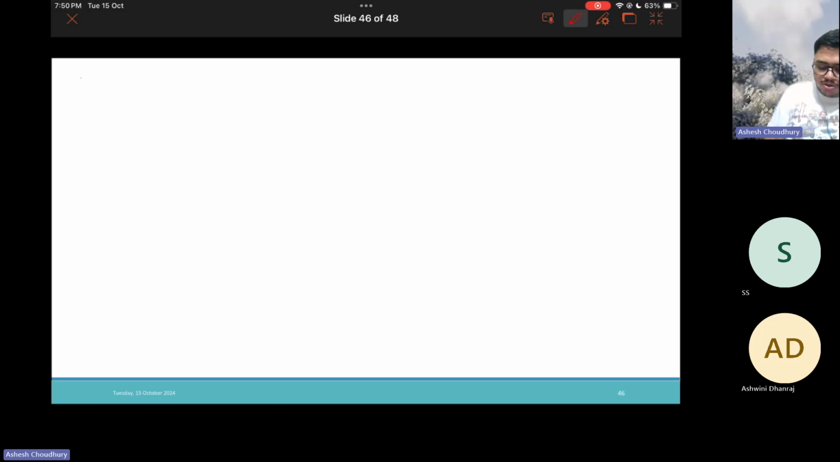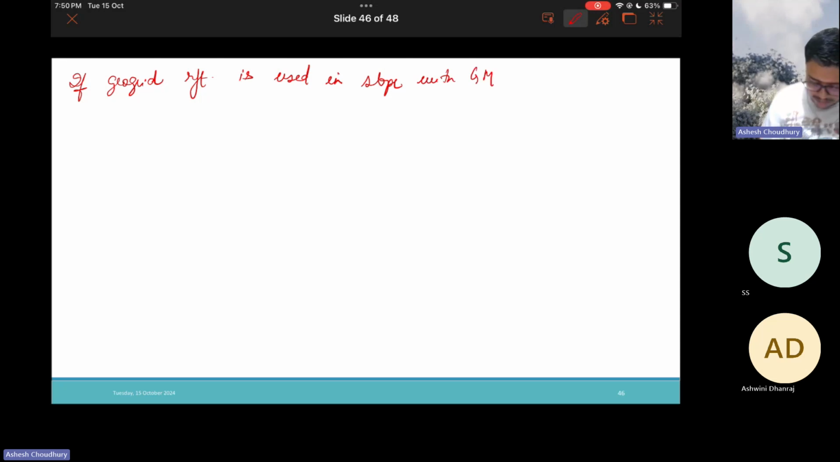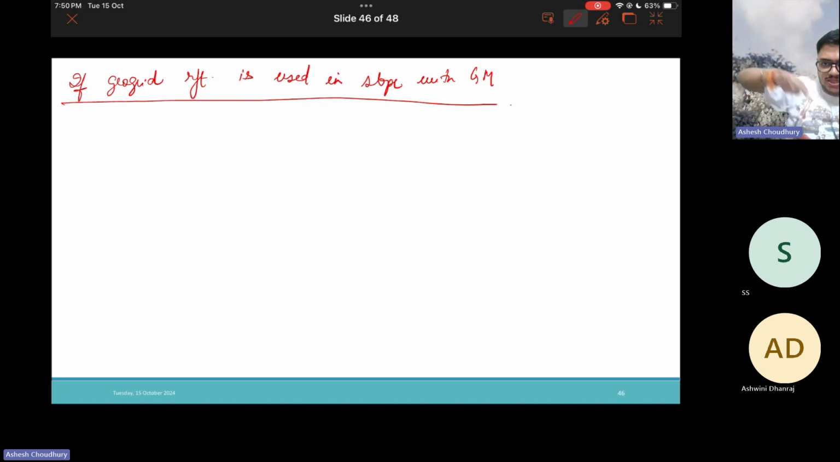Now if geogrid reinforcement is used in a slope with a geomembrane, okay, then what will happen? If geogrid reinforcement is also used with the geomembrane, to reinforce the slope we are using a geogrid reinforcement also.